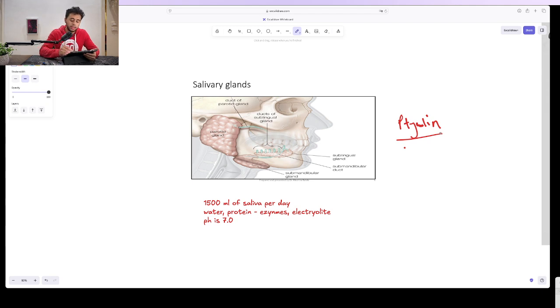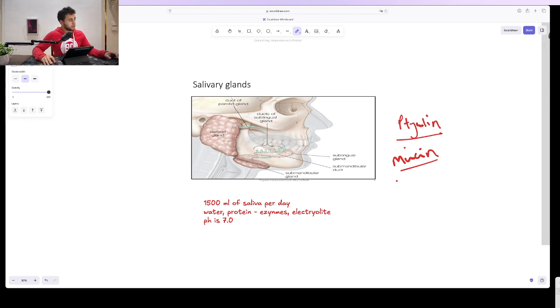And the other one is mucin. Mucin is a protein that is thick and slippery, and it's used as a lubricant. And of course, the pH should be neutral, because if it's acidic, it's going to destroy our teeth.